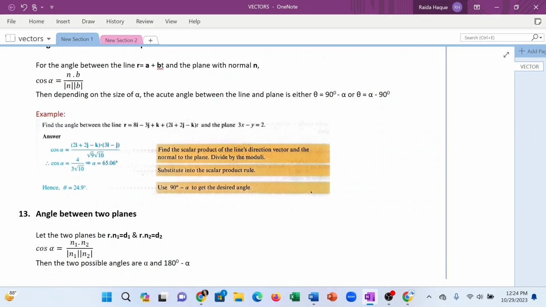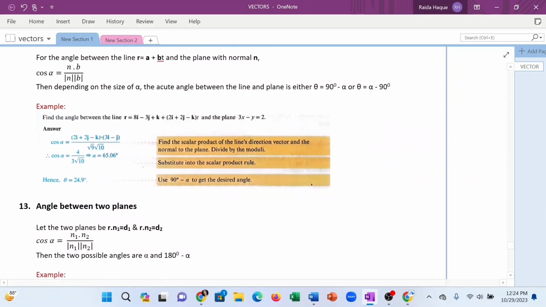Now, how to find the angle between two planes? Let the two planes be r dot n1 equals d1, and r dot n2 equals d2. So you have the direction vectors of the normals and you have the scalar constant, right? So over here, cos alpha again is the two direction vectors divided by the magnitude of those direction vectors. This is just like a rule that you can learn: anytime you have to find an angle, take the two direction vectors divided by the magnitude of those direction vectors.